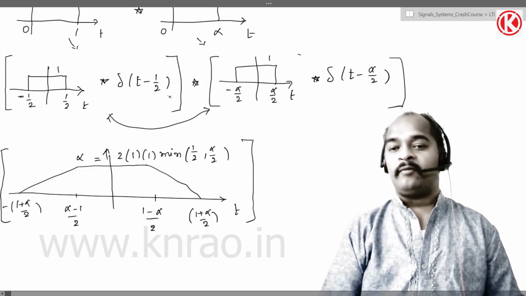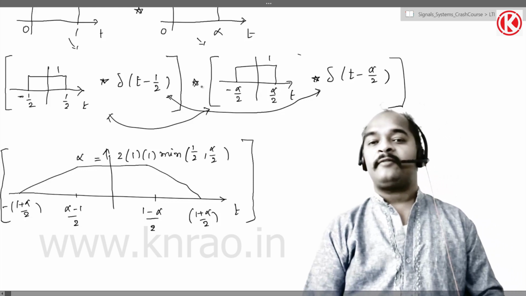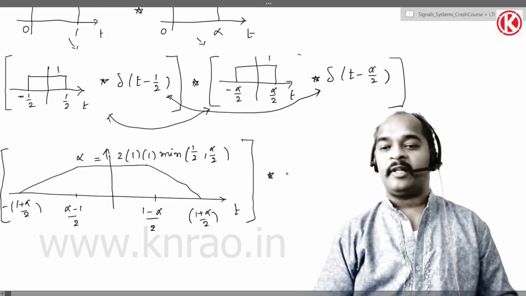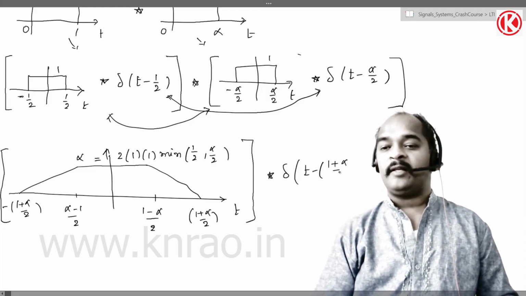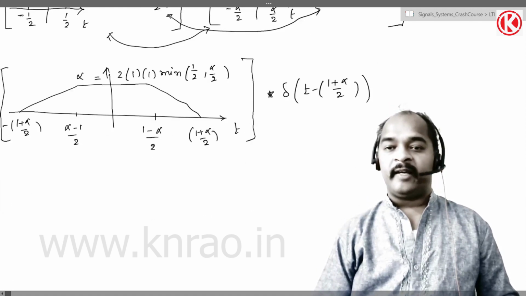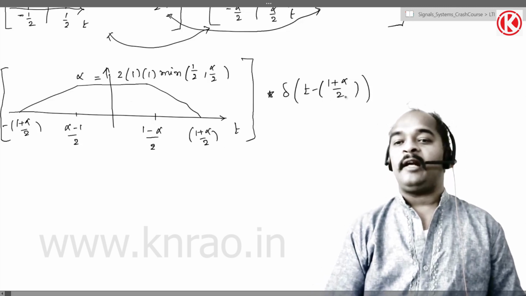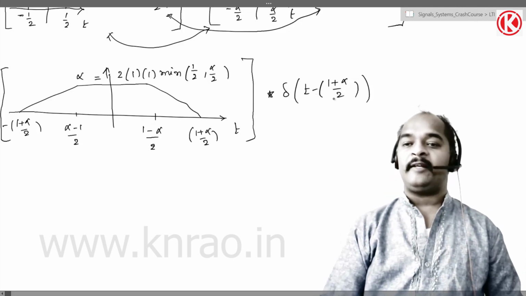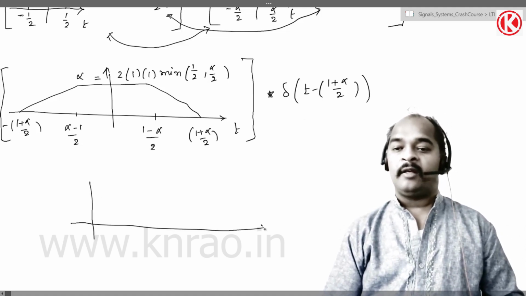Now we will convolve the two Dirac delta functions. So what do you get? Delta of t minus half convolved with delta of t minus alpha by 2 should give you delta of t minus of 1 plus alpha by 2. So that would be the final result. Any signal convolved with delta of t minus t naught, you have to shift the signal to the right by t naught units. So what would be the final answer?